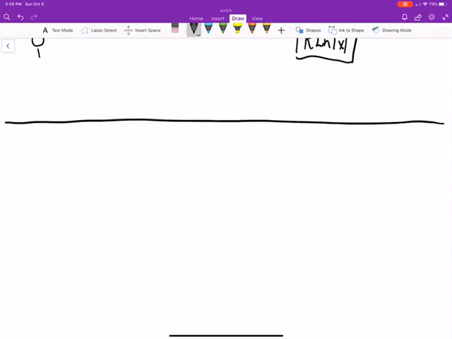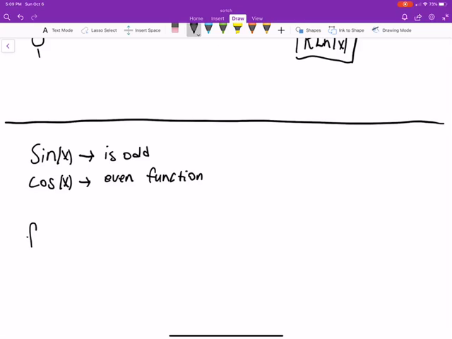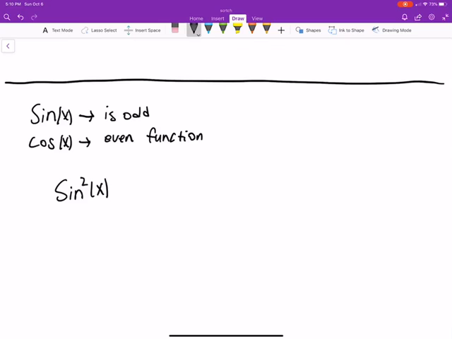This is, well, let's just do a quick review. Sine of x is an odd function, and cosine of x is an even function. And that's important. The way we test that is you can do f of negative x. Well, let's do an example, I think that'll make more sense. Let's look at sine squared of x. Is that even? Is it odd? What's sine squared of x?